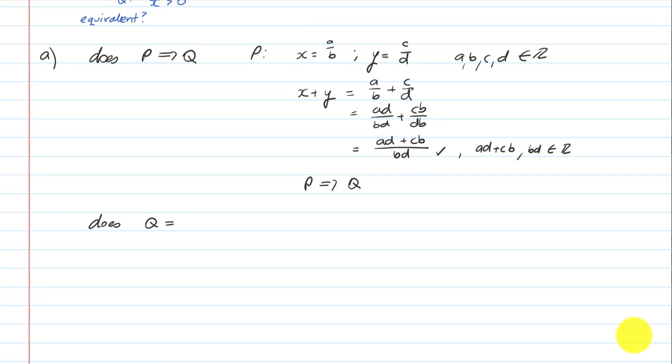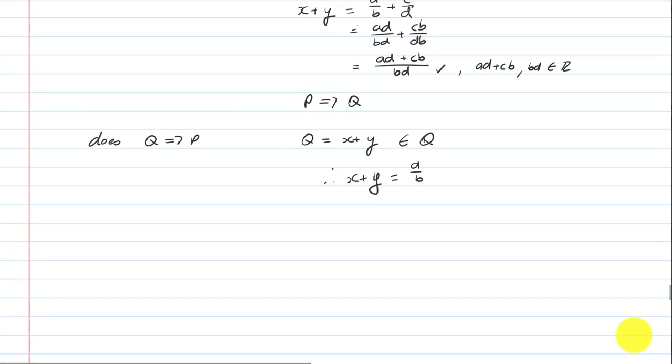Does Q imply P? We can say, well, Q is equal to X plus Y, and that is rational. That's the statement. So therefore, X plus Y is equal to A over B. Now what I'm actually going to do here is prove this by counterexample. It's a good way of doing it. So here's an easy one. And so you've got to think a little bit more widely about some of these questions.